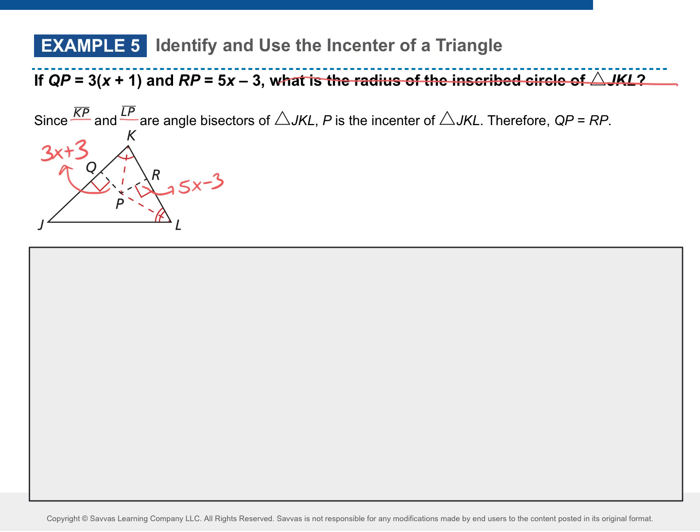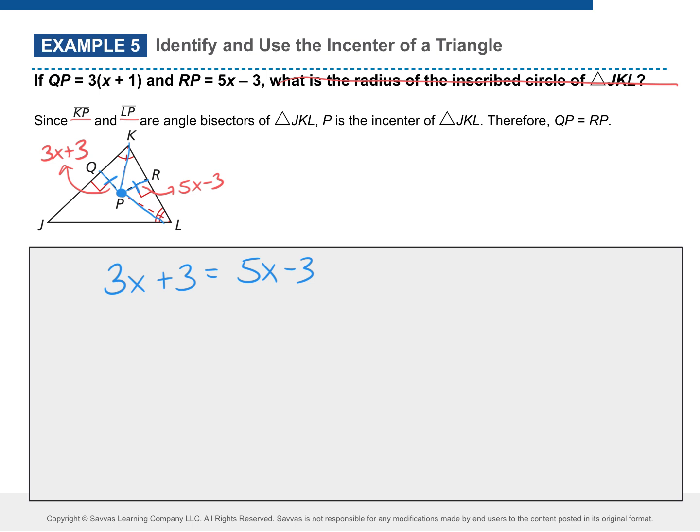Why do we care about that? Think of the concurrency of angle bisectors. R and Q are going to be. Right. These two meet at what? What's this point called? Point of concurrency. Since angle bisectors meet at that point, what do we know about these perpendicular lines? They're congruent to each other. So how can we solve this? Set them equal to each other, just like you've been doing. 3x plus 3 equals 5x minus 3.